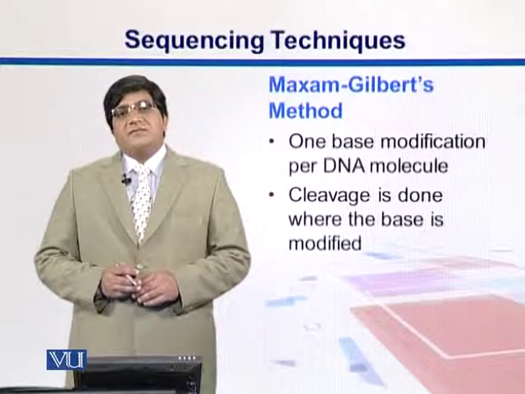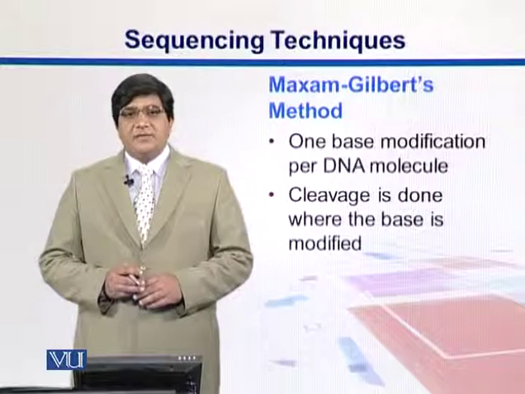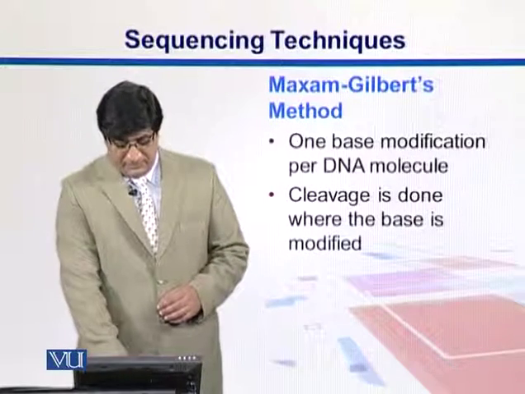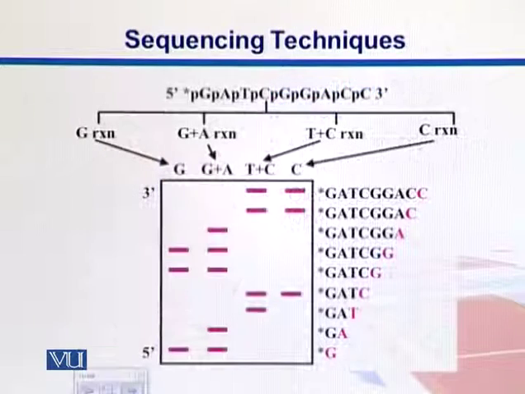Then there is one base modification per DNA molecule, and the cleavage is where the base is modified, and we get those different strands on the basis of the cleavage of the modified base. So for instance, we set up a reaction. This first one is the reaction for G, then we have a G and A reaction, now we have T and C, and we have C only. What is the advantage of setting up only these four reactions?